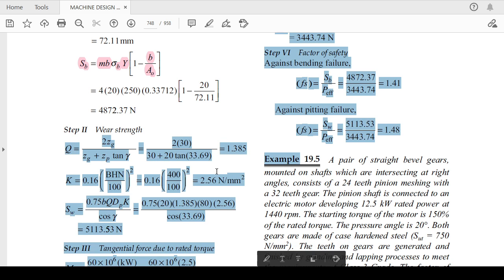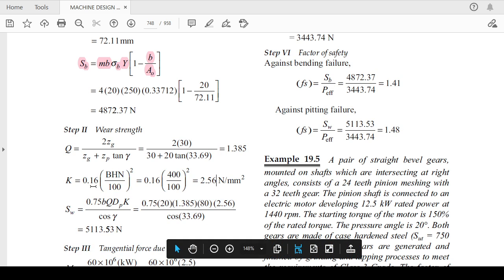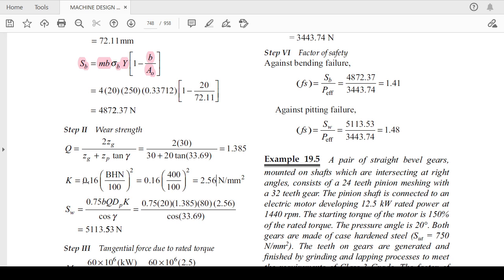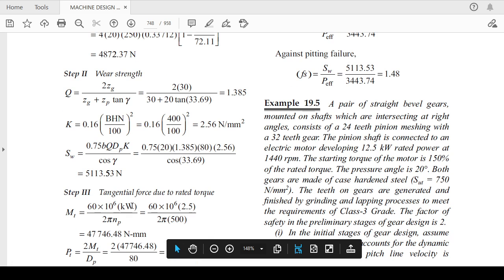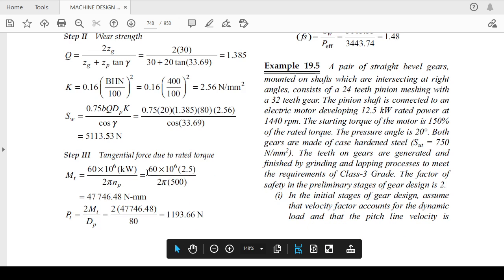value as this. Then K is 0.16, as this gear is also made up of steel, so it is 0.16 BHN by 100 whole square. BHN is given, you can calculate the value of K. Then you are having the values of Q and K in your hand, and B is already known and DP is already known to you or given in the numerical, then you can calculate the value of wear strength or SW. Okay, so now SW is calculated.